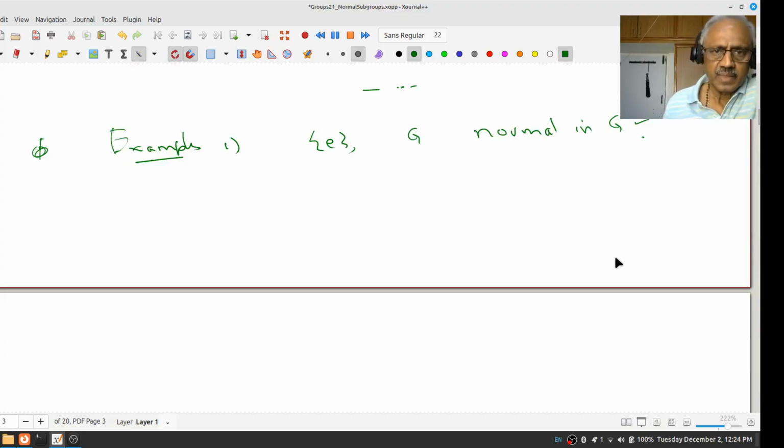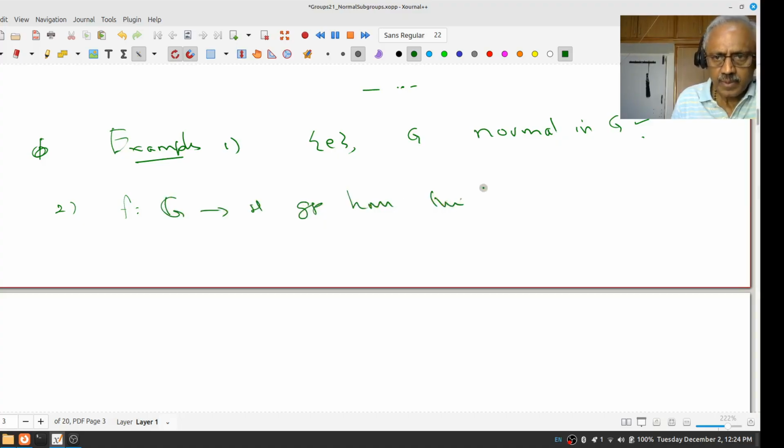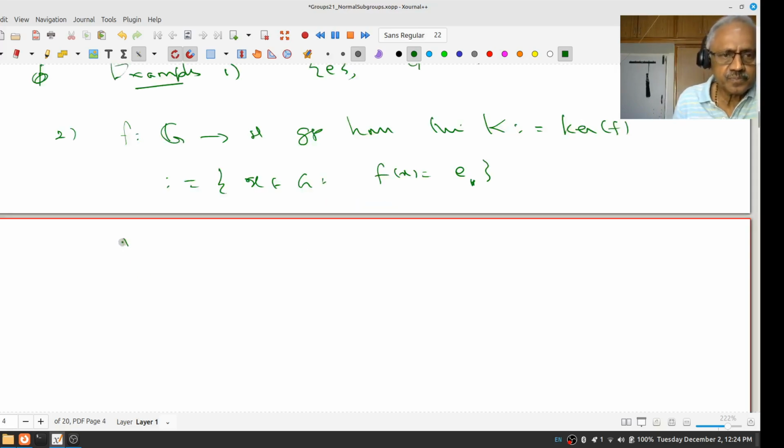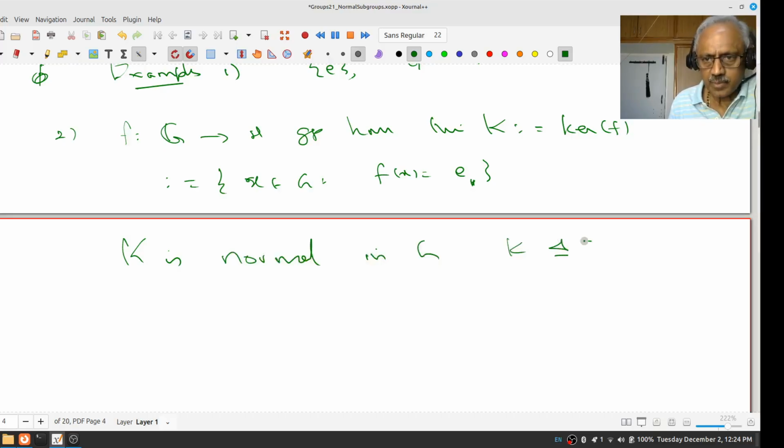Okay. The second thing, if f is a group homomorphism from G to H, then K, which is the kernel of f, that is defined to be the set of x in G so that f(x) equals the identity element of H. I will not write it. Okay, then K is a normal subgroup of G.